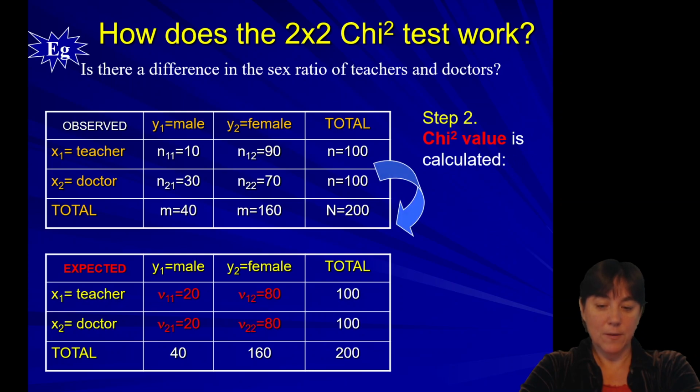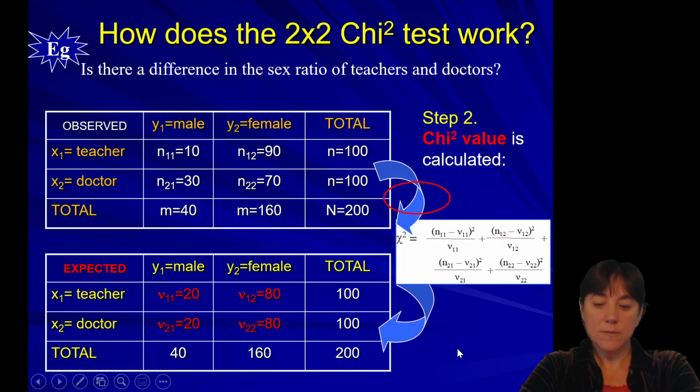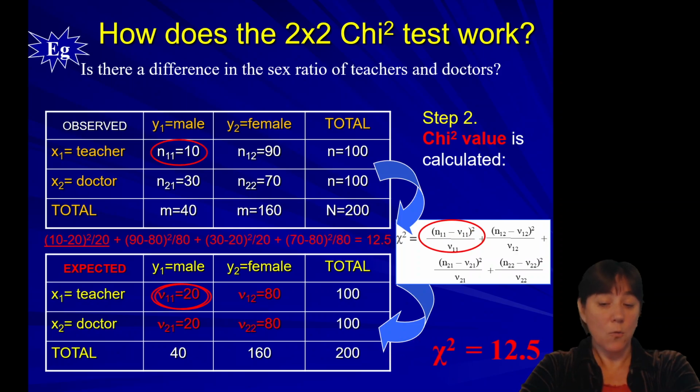So the chi-square value is calculated. That's the formula for it. It's really not that difficult, because the logic is exactly the same as in the 1 variable chi-square test. We're using the N's and the Nu's in order to calculate for the 4 cells, which we can sum up at the end. I'm not going to do that for you now, but the result is a quite high value, 12.5. This is our calculated chi-square value.